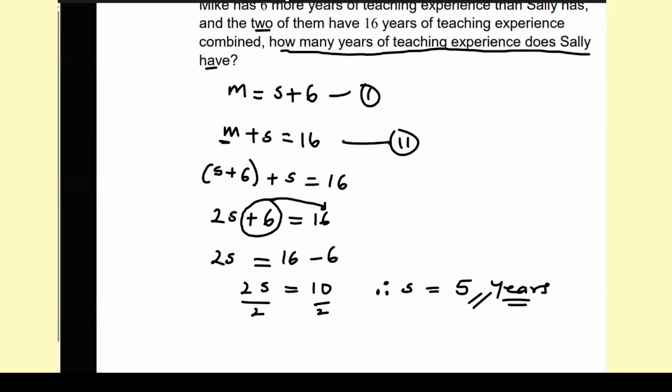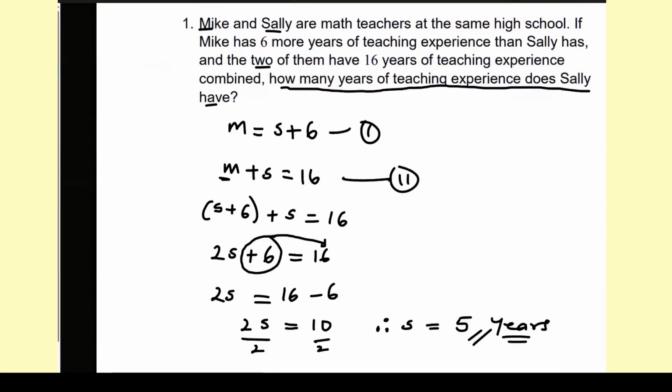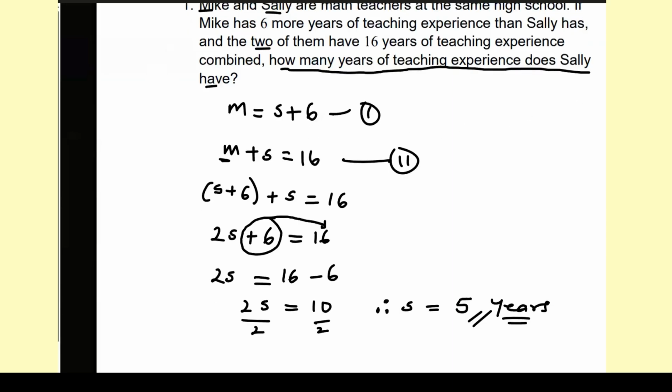Let me reduce the screen so that you see completely. This is just an idea of a system of linear equations, where you solve simultaneously for two variables. The variables here are just Mike and Sally, and we're looking at their years of teaching experience. This is how to go about this particular question in case you have one like it in your exam. So let's jump right into the next question quickly.